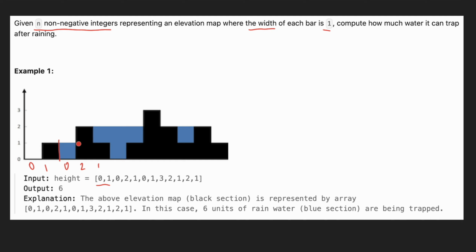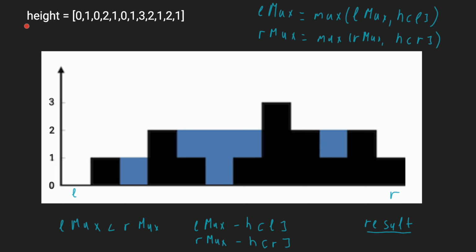This one can trap 1. This one is also 1. Here we can trap 2. Here we can trap 1. And here we can trap 1. The sum of it gives us 6, which we are returning. Let's take this example and work on it.